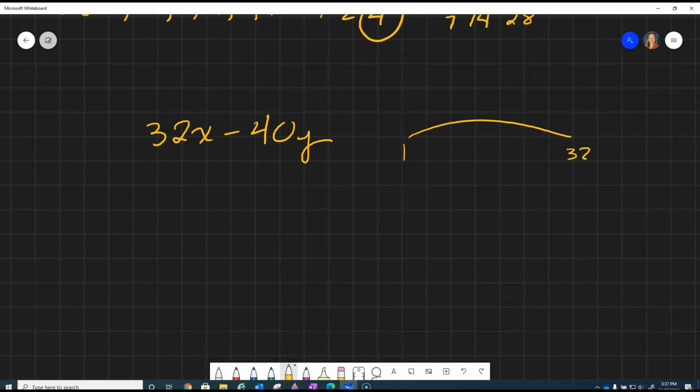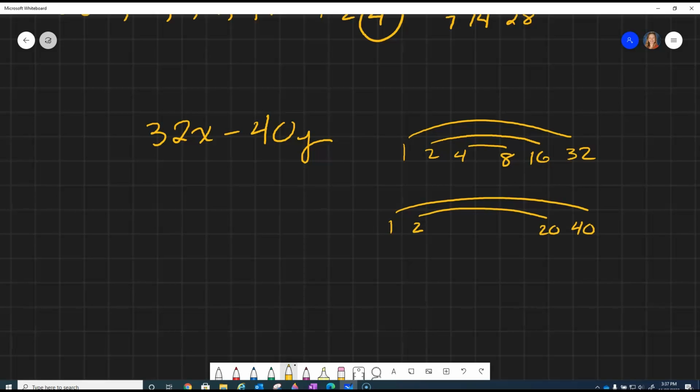1 and 32, 2 and 16, 4 and 8. Then we have 40, 1 and 40, 2 and 20, 4 and 10, and 5 and 8. So not 32 or 40, 16 or 20, 10, oh, but 8. 8 is our GCF.